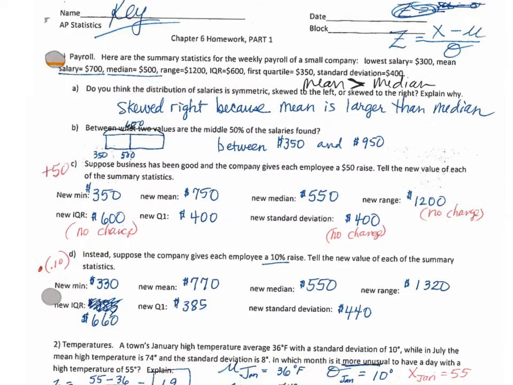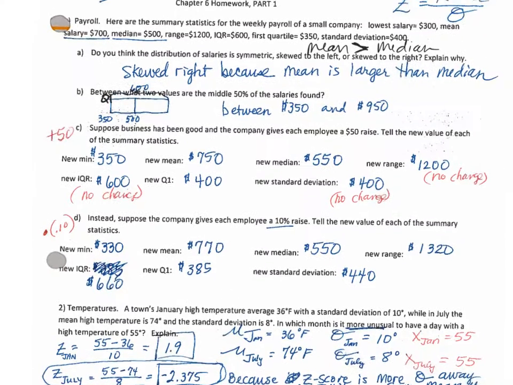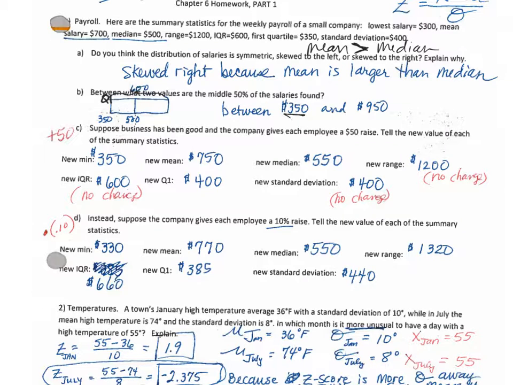Okay, on number 2, the middle 50%. Well, that's going to be between Q1 and Q3. It gives you the value of Q1 in the data set, but it doesn't give you the value of Q3. So the way you find Q3, because you know that the IQR is 600, is to just add 600 to that Q1.